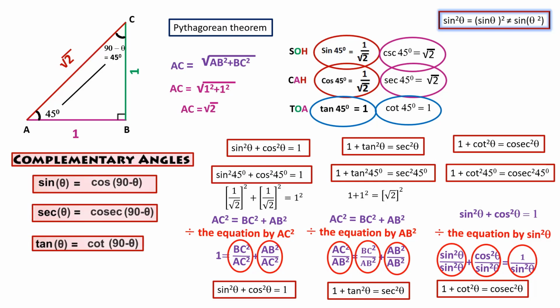Same thing can be done here. 1 plus 1, we know that cot 45 is 1. So 1 plus 1 square is going to give you root 2 whole square. That means you are getting cosecant square 45.